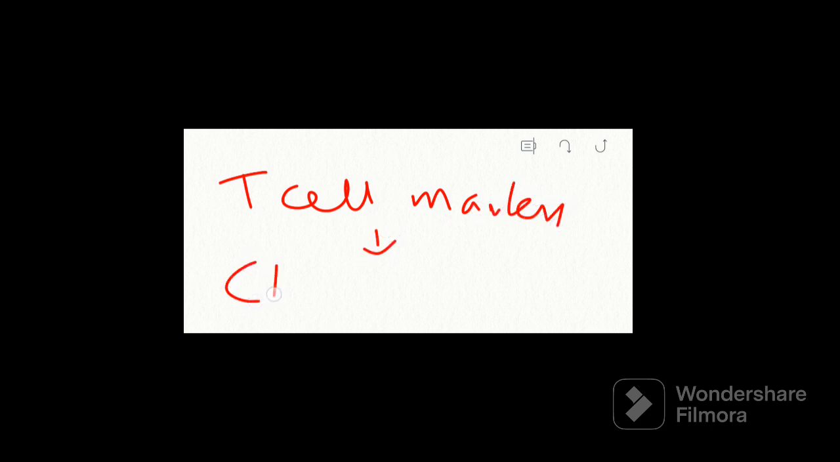Okay, T cell markers are CD2, 3, 4 and 8. CD2, CD3, CD4, CD8 are T cell markers. It is in this order: 2, 3, 4, 8.